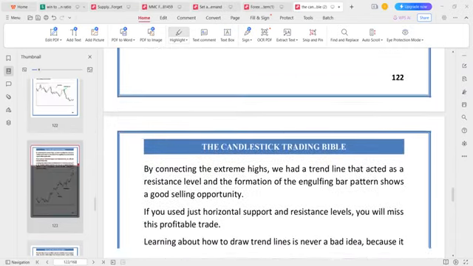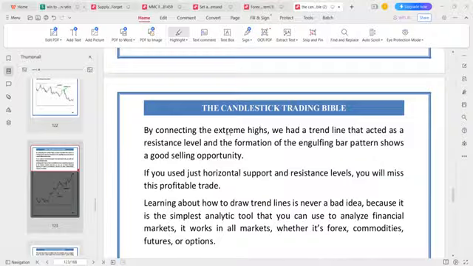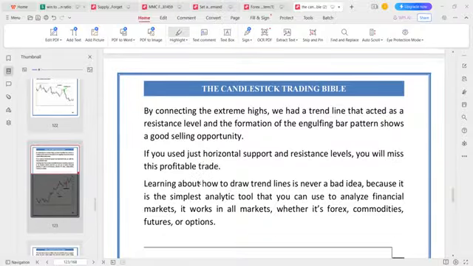So that's a good illustration there. By connecting the extreme highs, we had a trend line that acted as a resistance level, and the formation of the engulfing bar pattern shows a good selling opportunity. If you use just horizontal support and resistance, you will miss this profitable trade. So that's why I'm saying be flexible to know that price is fluid. It can do whatever it wants to do. So just keep an eye on your candles, on your zones, and you trade what the price does.